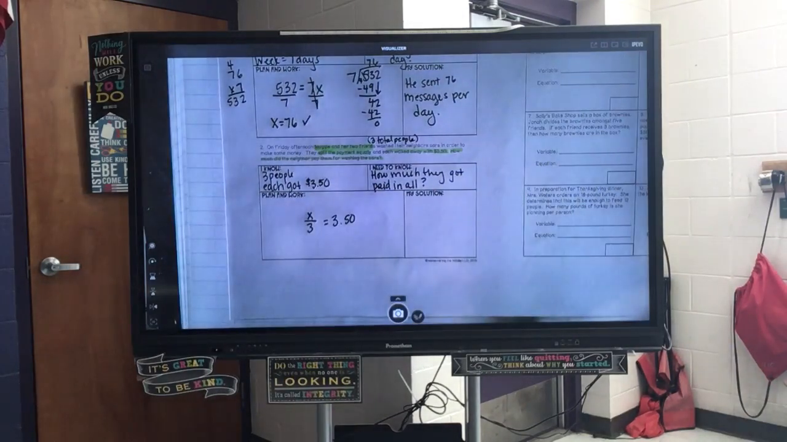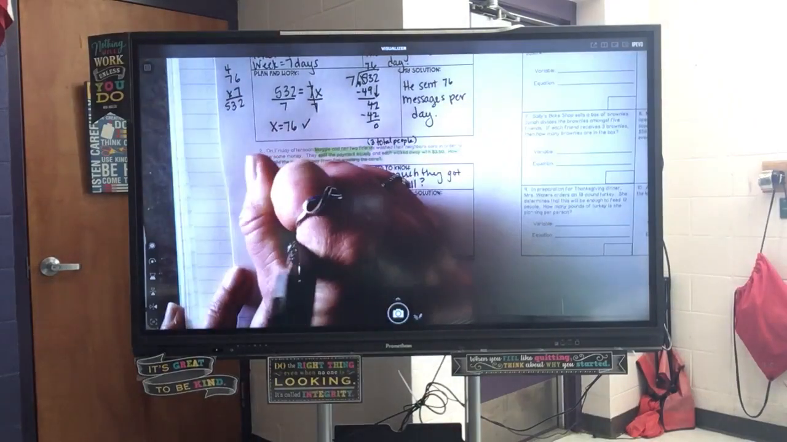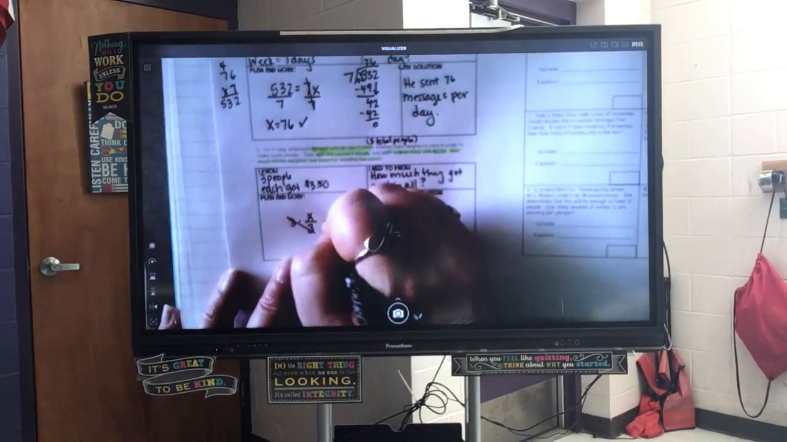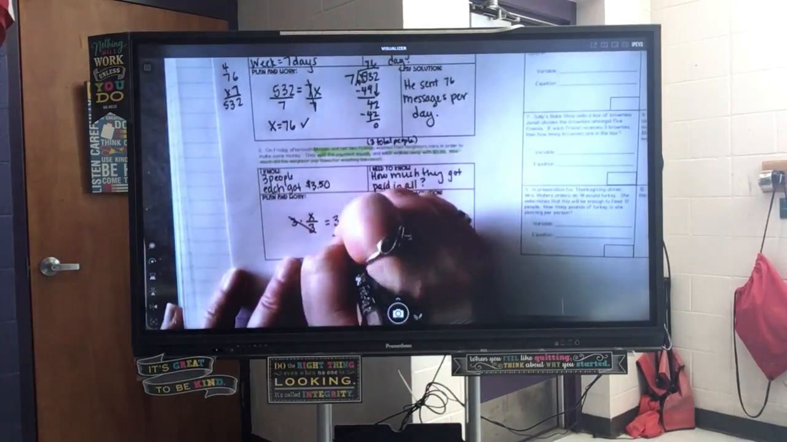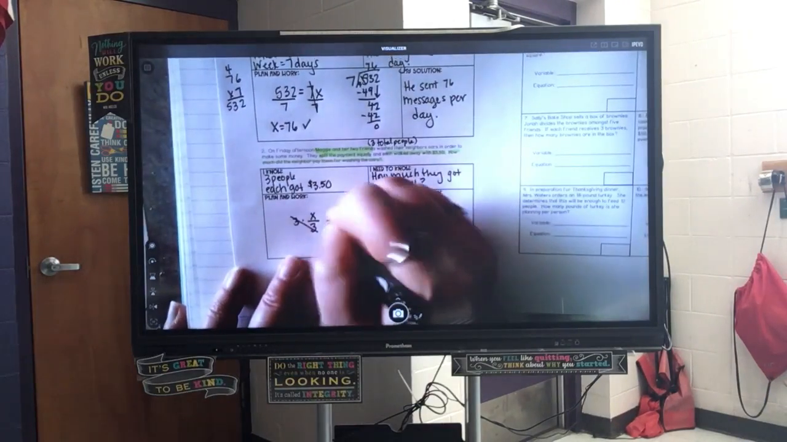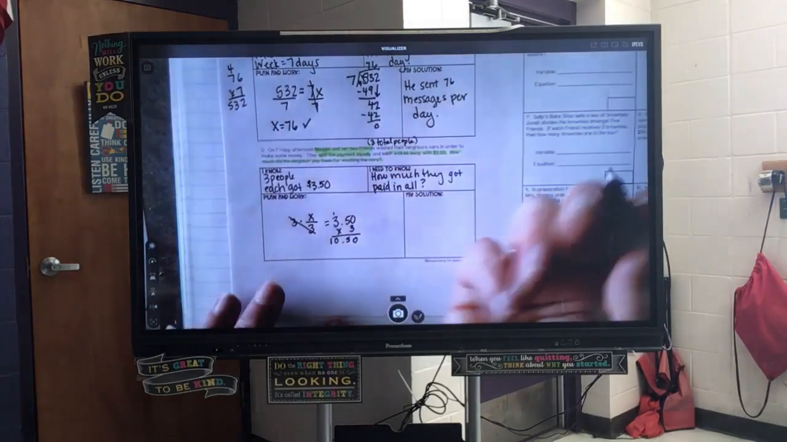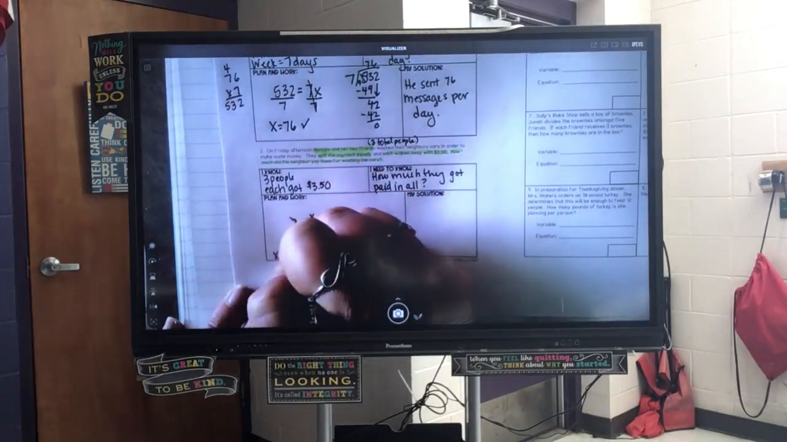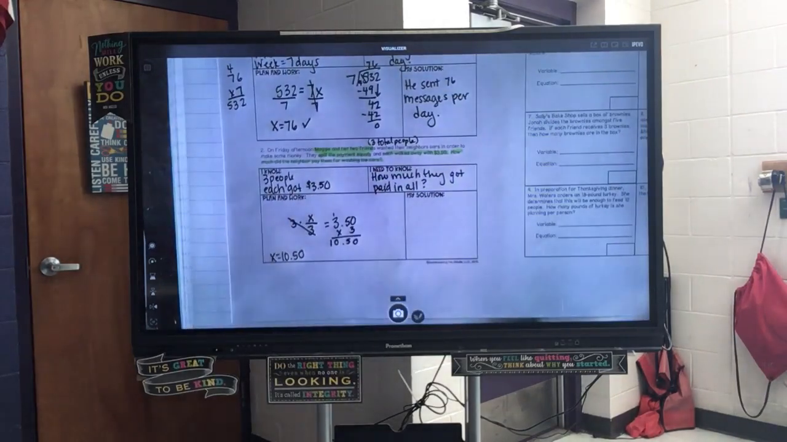Okay, so what is the opposite of division then? What is the opposite of division, Jeba? Multiplication. So I'm going to multiply this by 3, that's going to cancel. I'm going to multiply this by 3, and I'm going to find out that x equals $10.50. All right, how do I make sure that that is correct? Aiden? I'm going to plug it back in.